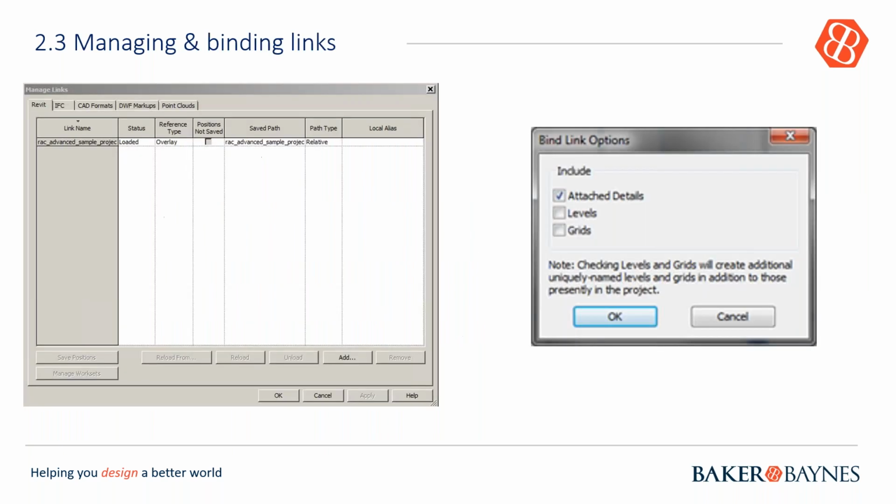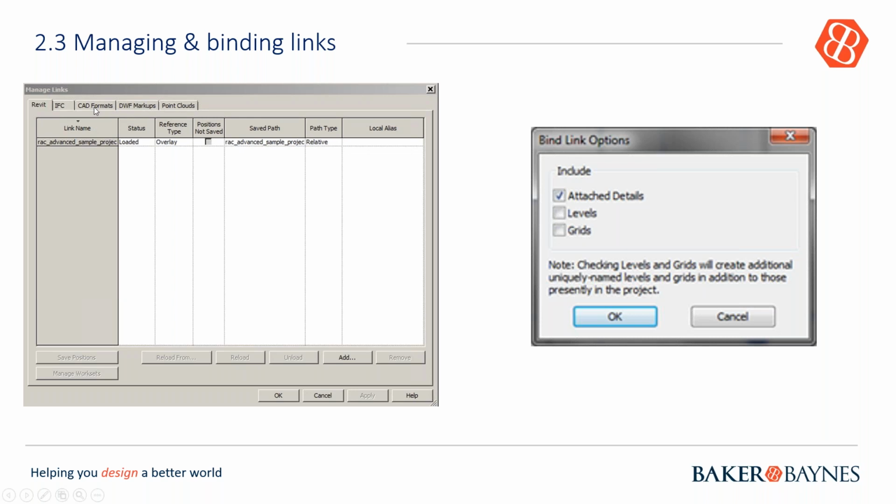Now, there are different things that you can do once you've brought your Revit link in. You can obviously manage, and I'll put it under manage and binding links. When we talk about managing, this is where you can either unload or reload the Revit link. It also allows you to link it from another location. It also gives you the option to change the reference between overlay and attachment, right?